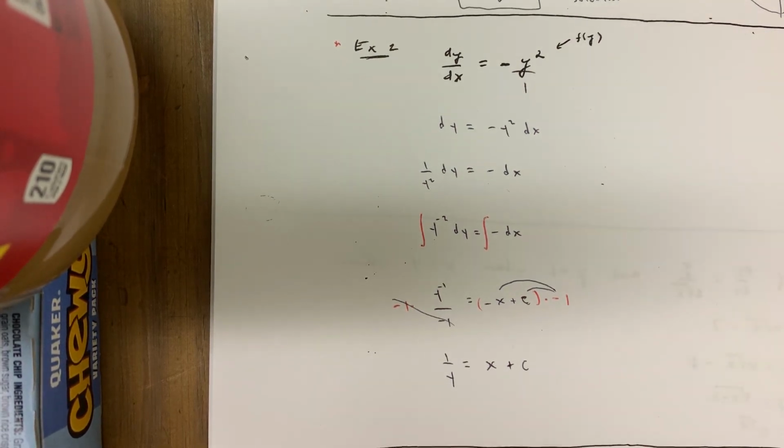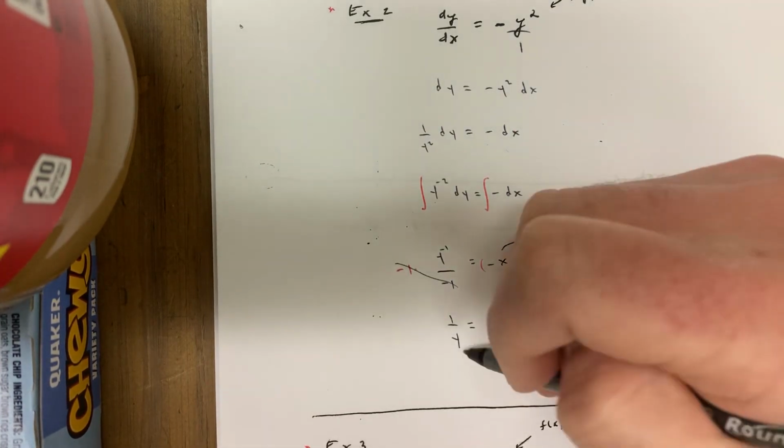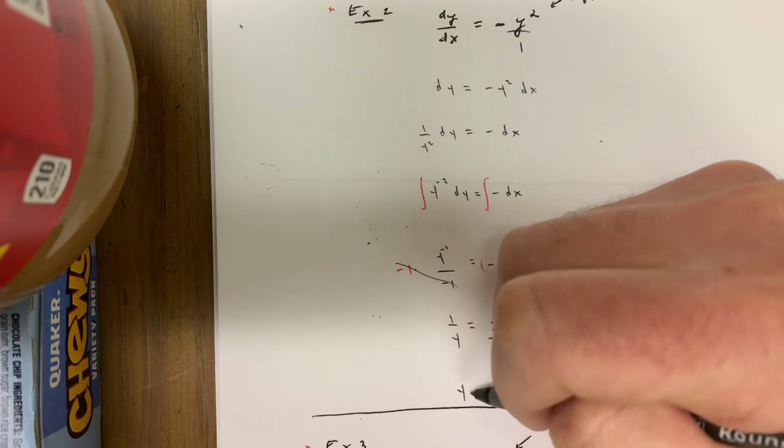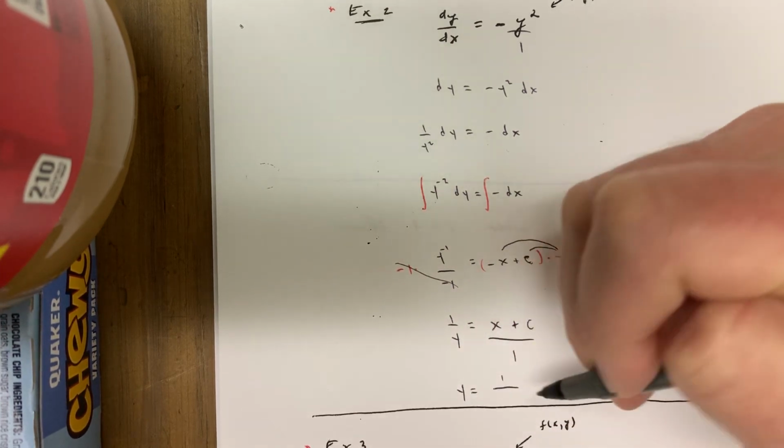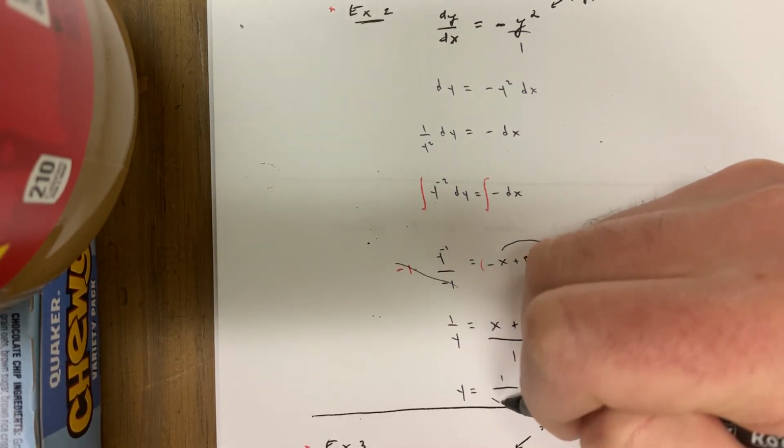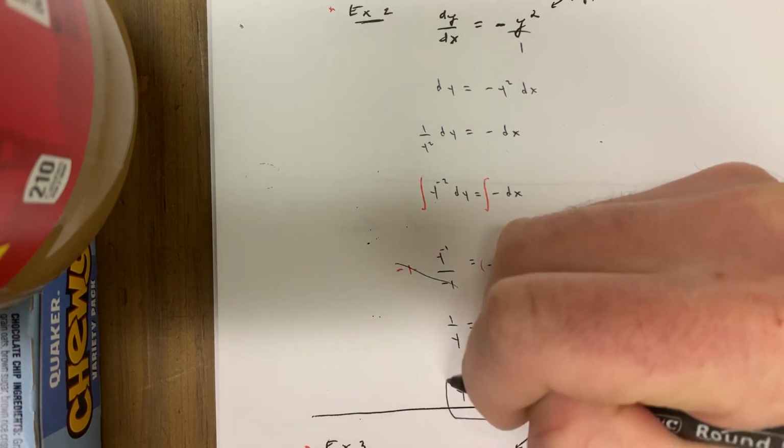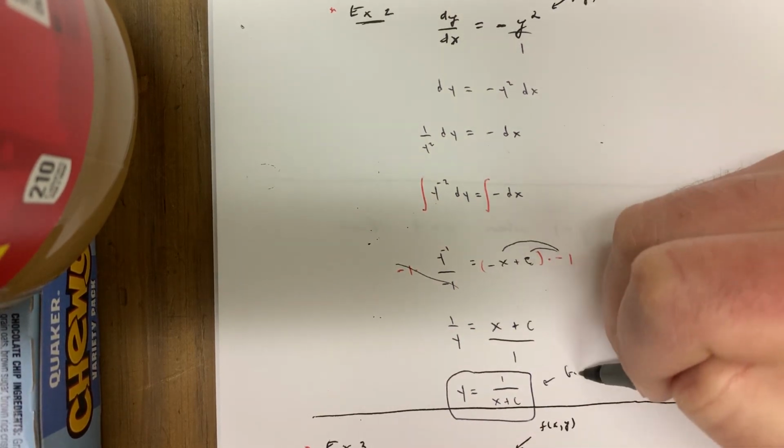We want to solve for y. A great little technique here is to actually reciprocate both sides. Okay, so 1 over y, the reciprocal is y over 1, which is just y. And here we get 1 over the quantity x plus c. And that right there is going to be my general solution.